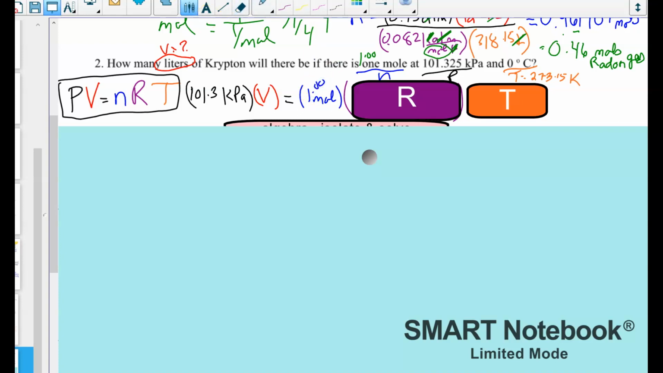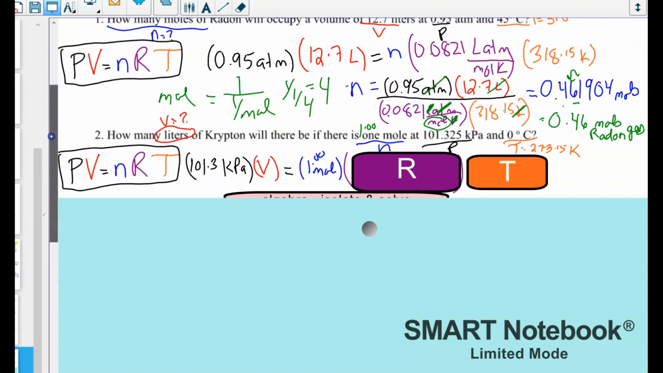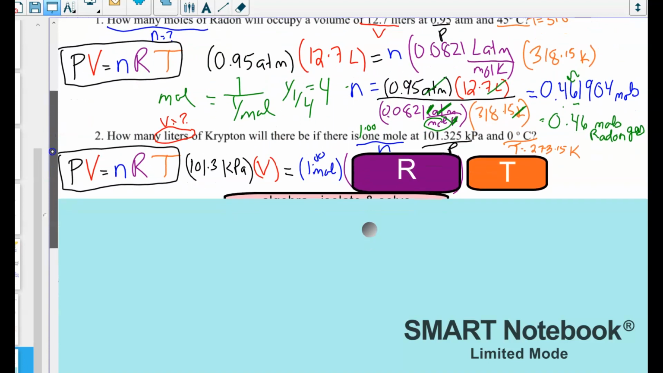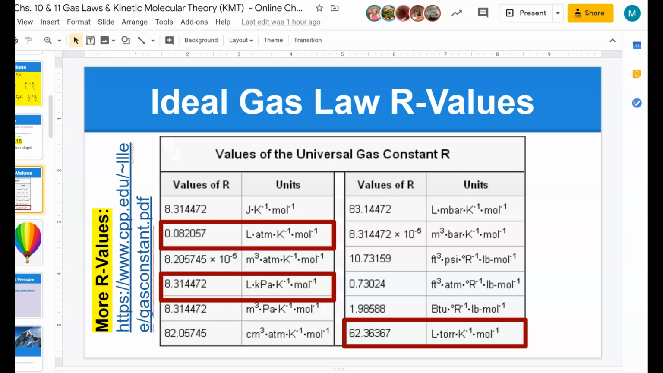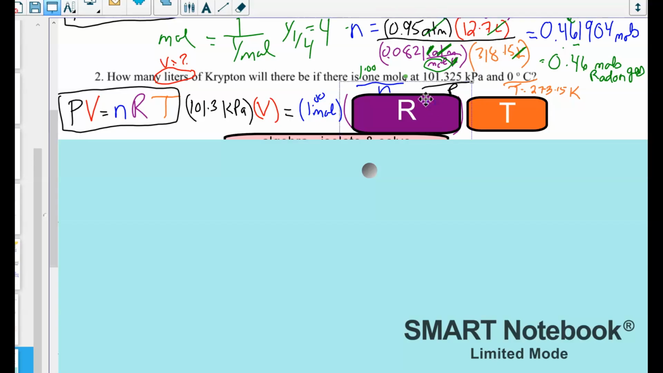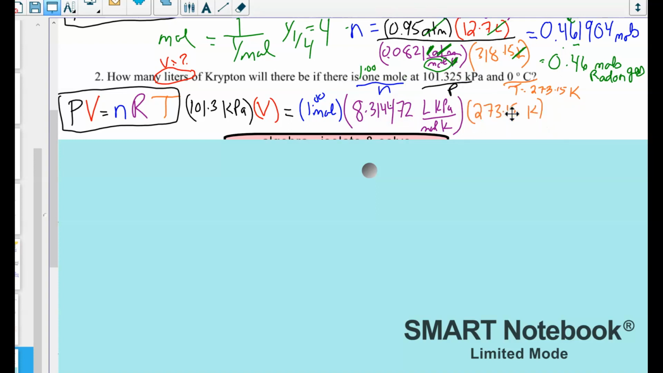Now, R, that's something we want to be careful with. We can't use that 0.08 number from the previous problem because I don't have liters in atmospheres. I have liters in kPa. So we go back to that published table, and if we have units like liters in kilopascals, we're going to use the number 8.314472. So that's where this R value came from. You'll always be given a way to either find those or convert to the correct units. And then my temperature.